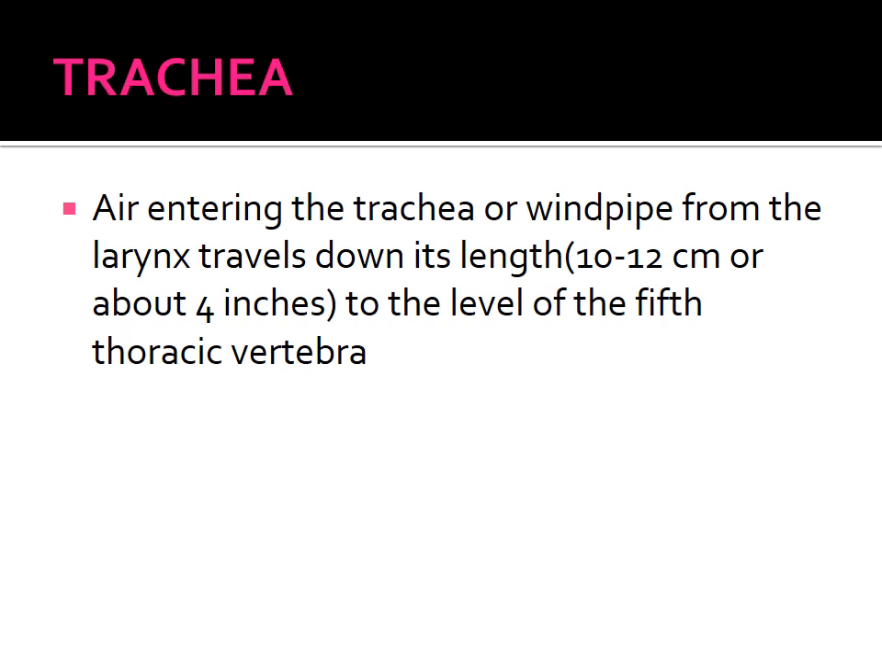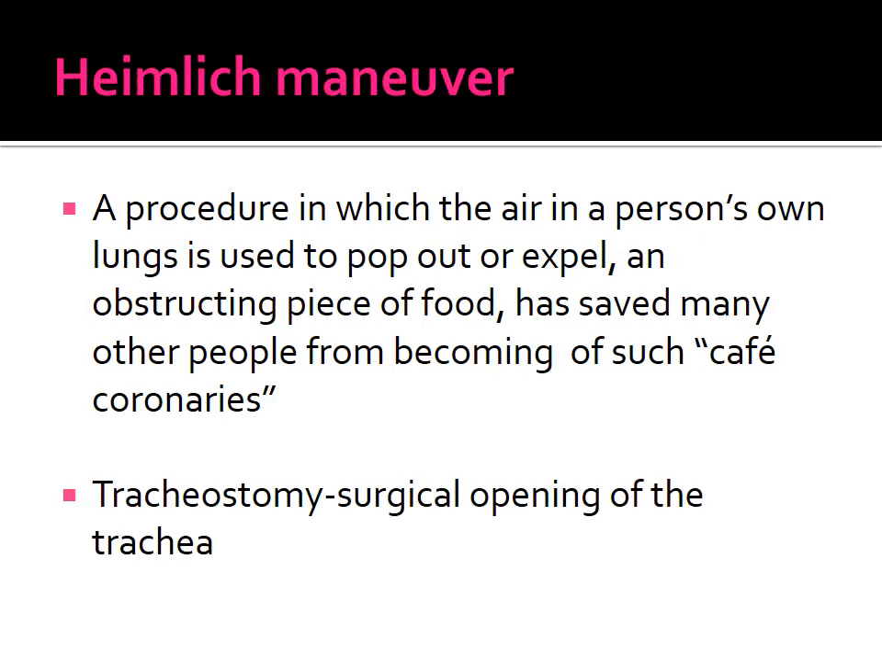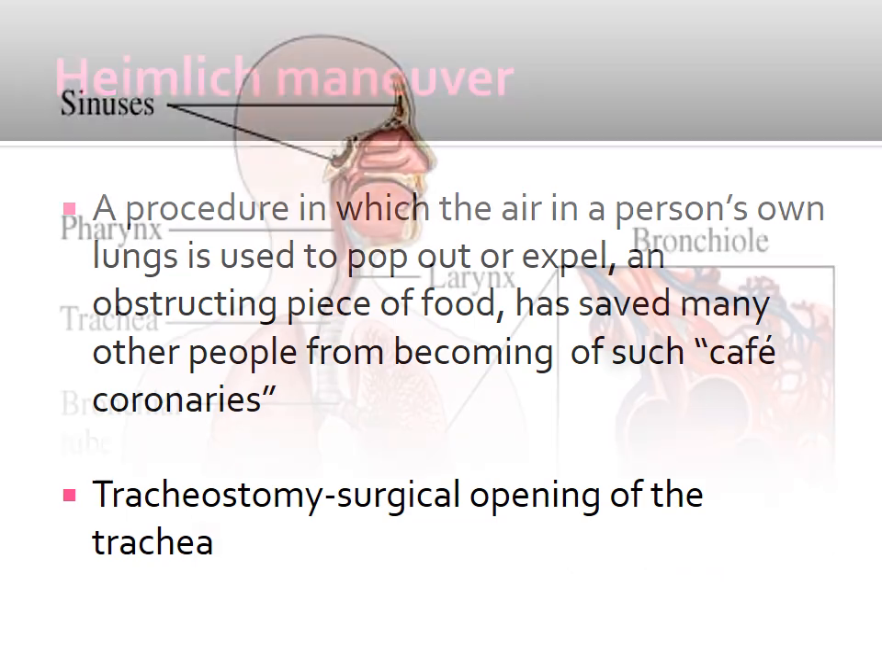The trachea: air entering the trachea or windpipe from the larynx travels down its length of 10 to 12 centimeters or about 4 inches to the level of the fifth thoracic vertebra. The Heimlich maneuver is a procedure in which the air in a person's own lungs is used to pop out or expel an obstructing piece of food to save many people from choking. Tracheostomy is a surgical opening of the trachea.